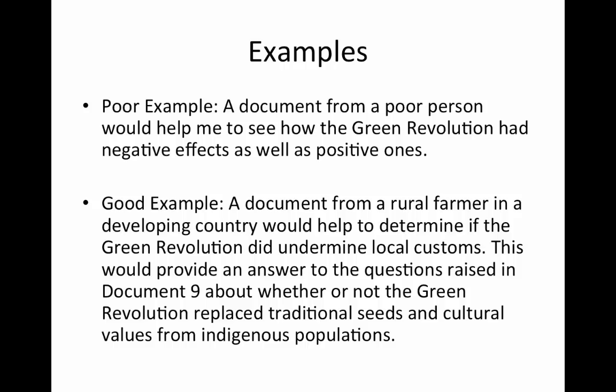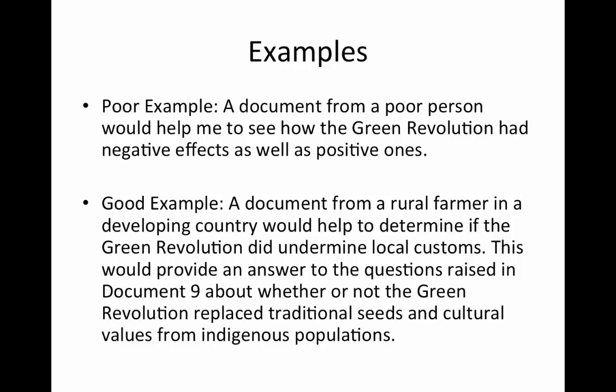Here's a much better example. A document from a rural farmer. Notice, here we go. Social attribution, really good. In a developing country would help to determine if the Green Revolution did undermine local customs. Okay, notice what's happening here. There was a question that arose in the DBQ about whether or not the Green Revolution undermined the environment and undermined local customs. Here we're going to give evidence that we would be looking for to answer that question. This would provide an answer to the questions raised in Document 9 about whether or not the Green Revolution replaced traditional seeds and cultural values from indigenous populations.